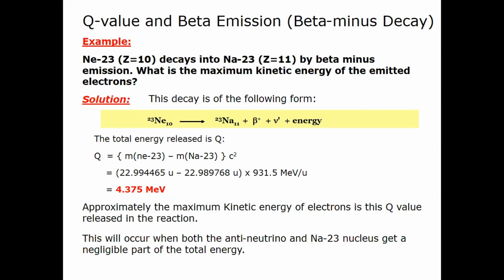using E equal to mc square, Einstein's energy-mass relationship. The 4.375 MeV, in million electron volts, is the energy released in the reaction, and approximately the maximum kinetic energy of the electron is this Q, because the mass of the electron is very small as compared to the mass of the daughter nucleus. So the majority of the energy will be given to the small thing, and it will carry almost all the energy. This will occur for both the anti-neutrino and the sodium, and the nucleus will get a very, very small amount of energy.